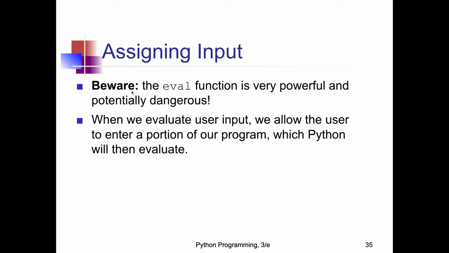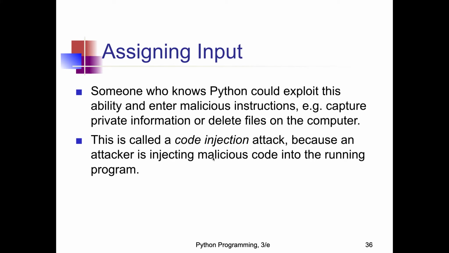Okay. Eval is a pretty useful function, but you have to also be aware. It's powerful, but it can also be dangerous. So when we evaluate user input, we allow the user to enter a portion of our program, which Python will then evaluate. Which means that if someone knows Python, they could exploit this ability and enter malicious instructions so that they can capture private information or delete files on the computer. So eval will evaluate actual Python code as well. And this is generally called a code injection attack. That's very common in HTML forms.